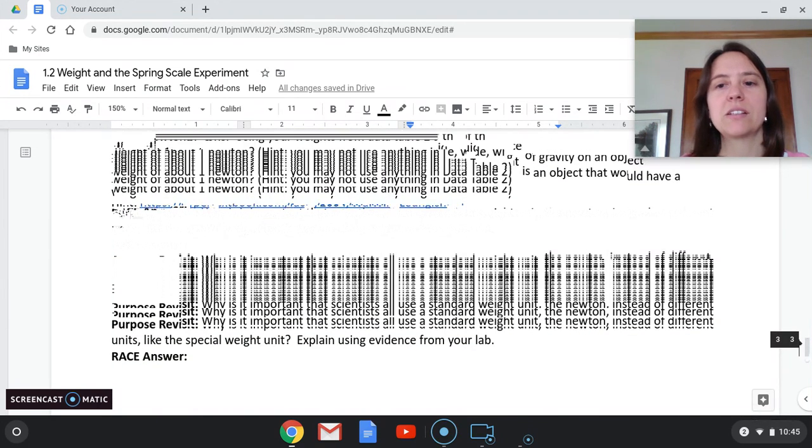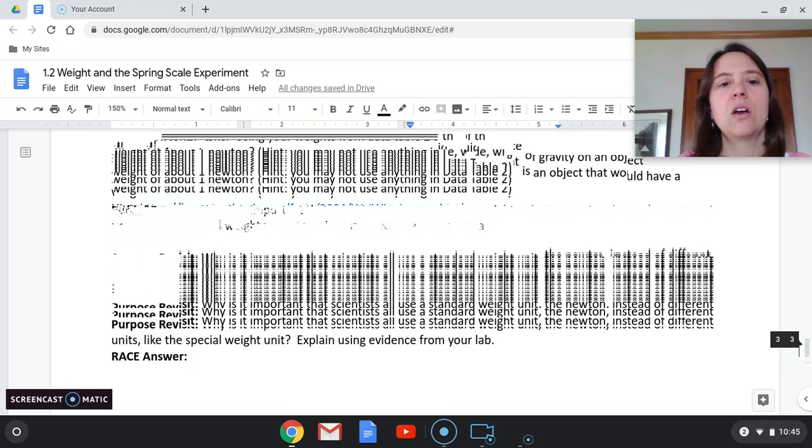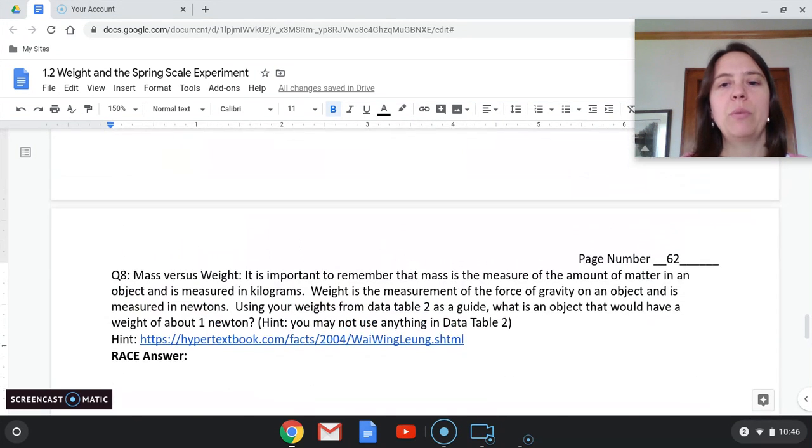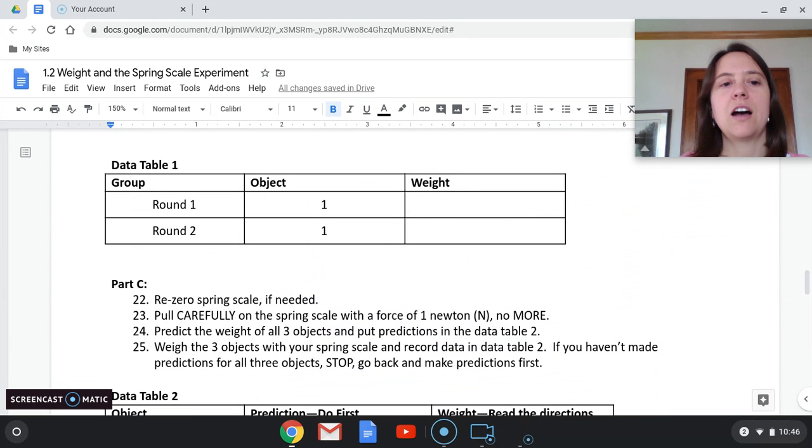So coming back to the question, let's revisit it. Why is it important that scientists all use a standard weight unit, the Newton, instead of different units like a special weight unit? Well, you would want to start that out using the race strategy. It is important that scientists all use a standard weight unit, the Newton, because, and then you'll want to explain your answer, and make sure you use evidence from your lab. And a hint is data table 1, when we had the same object and it had different weights.